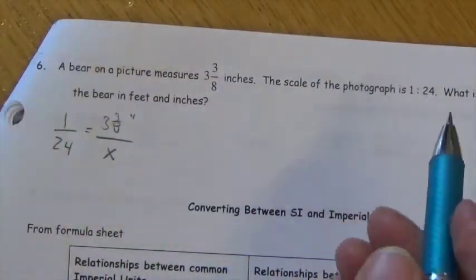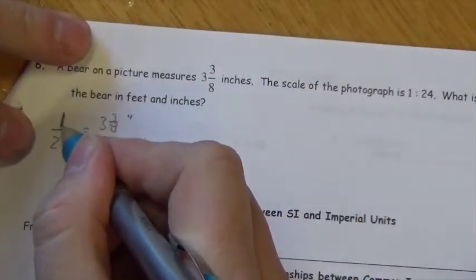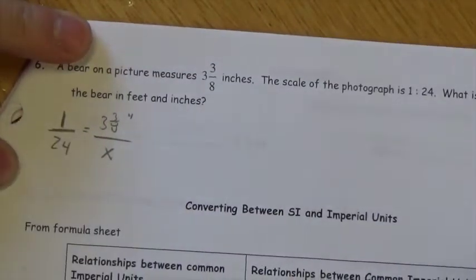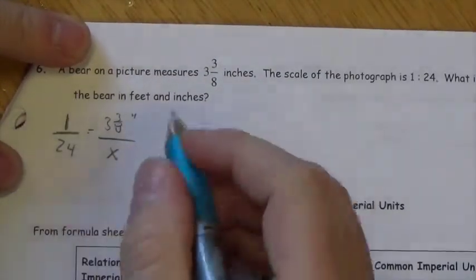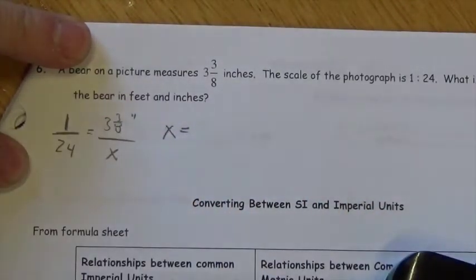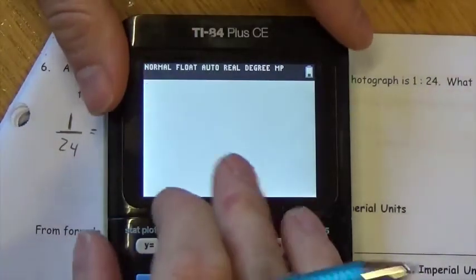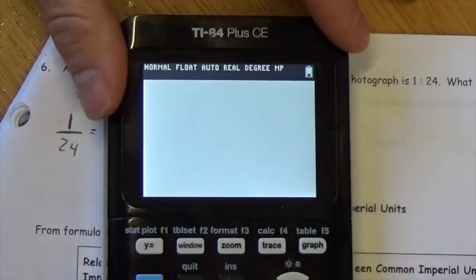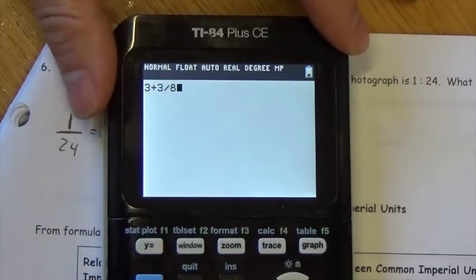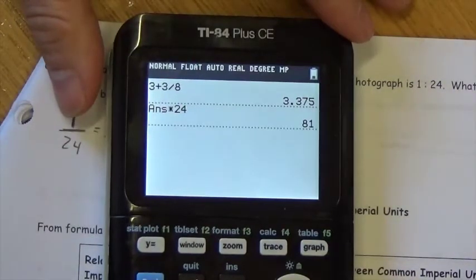Now this is a true scale here because I haven't changed the units or anything like that. So it doesn't matter what the unit is, whatever unit you're using up here is equivalent to 24 in reality. And now to do this, I will cross multiply. 1 times x is x. Now, to multiply 3 3/8 by 24, first of all remember that when you have a mixed fraction like that, this is 3 plus 3/8. So we're going to get that first, and then we'll multiply that by 24 as the scale factor.